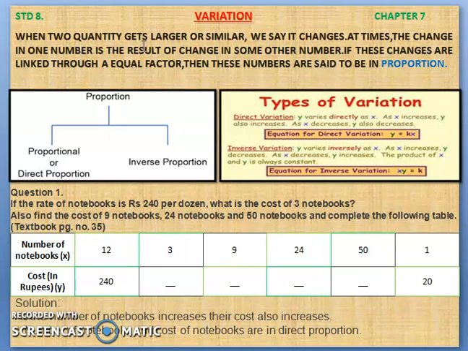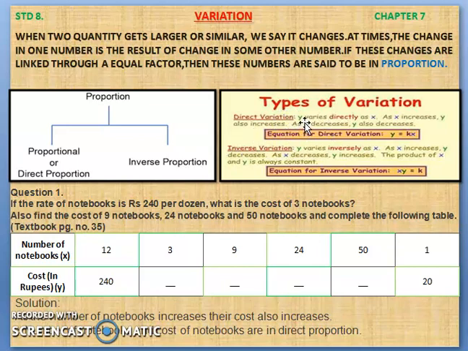When two quantities get larger or smaller, we say it changes. At times, the change in one number is the result of change in some other number. If these changes are linked through an equal factor, then these numbers are said to be in proportion. So, proportion is direct proportion or inverse proportion. Let's see the variation types.